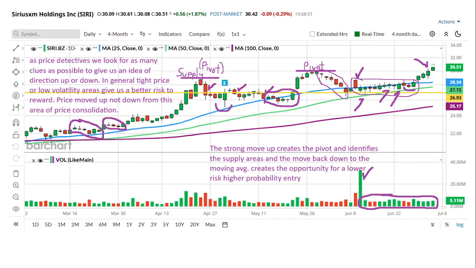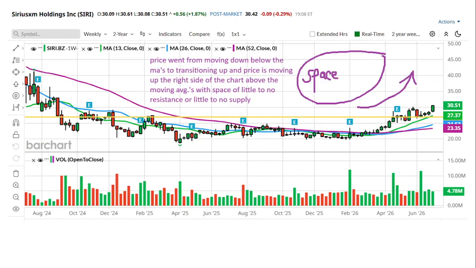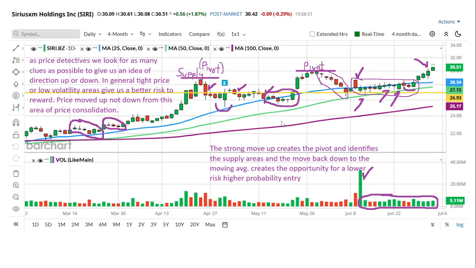Again, if none of this makes sense, you can keep watching or ask questions. Here we have the same company, only this is a weekly chart. So this was a daily chart, which is my action time frame.